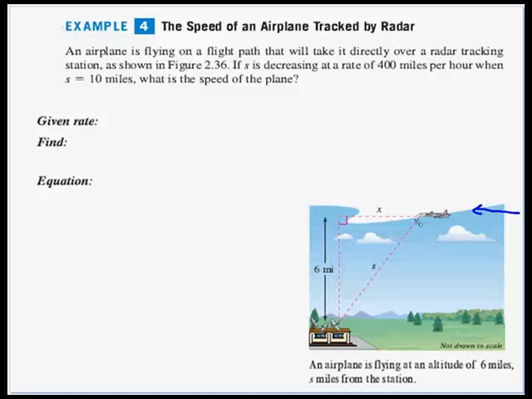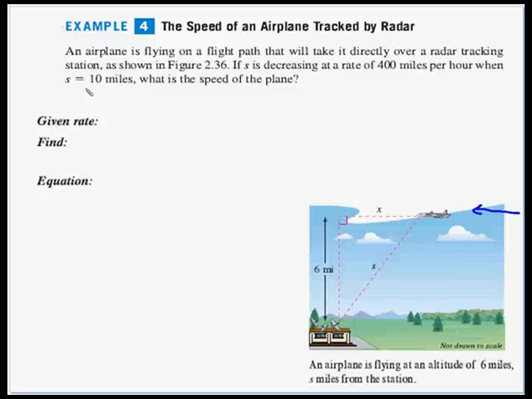So it says here that this length, S, is equal to 10, and S is decreasing at the rate of 400 miles per hour. If we look here, the distance from the plane to the tracking station is x. The height of the airplane is 6 miles, and the distance between the radar dish and the airplane is decreasing as the plane gets closer to the station. They're asking us to find the speed of the airplane just based on that information.